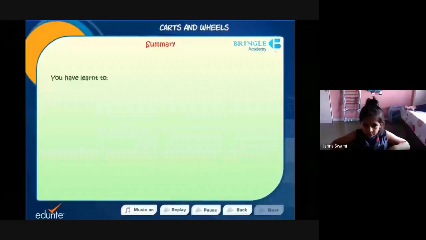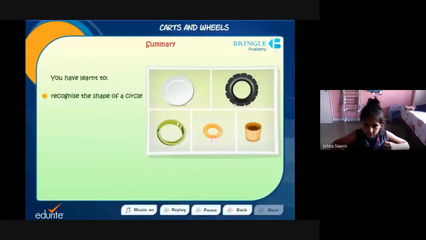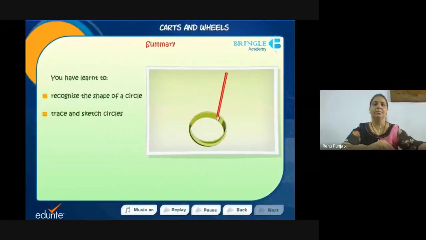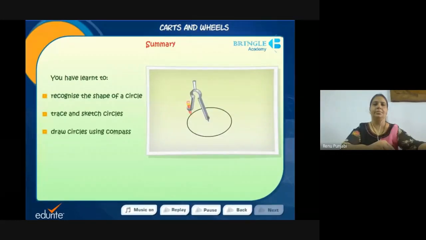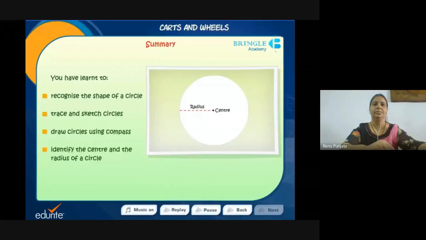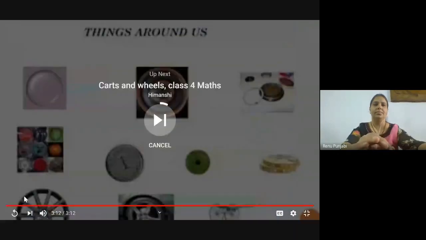Let's summarize. You have learned to recognize the shape of a circle, trace and sketch circles, draw circles accurately using a compass, and identify the center and the radius of the circle. Till now, clear to everyone? Yes, ma'am.